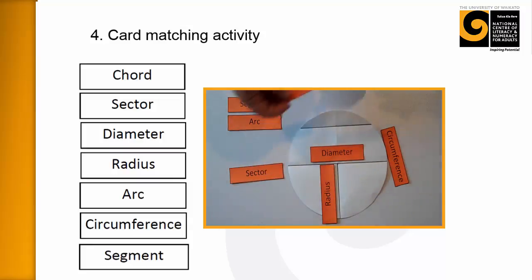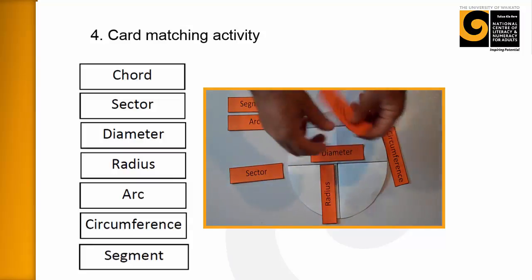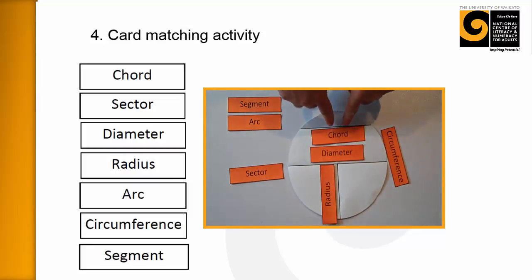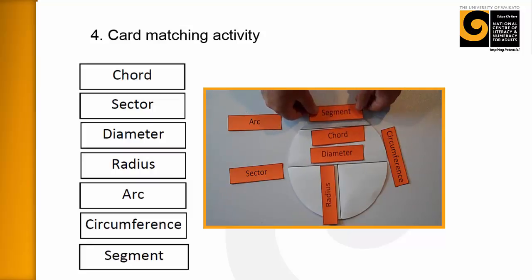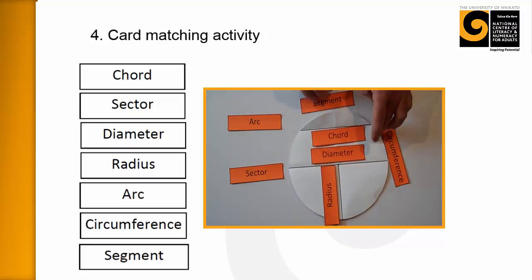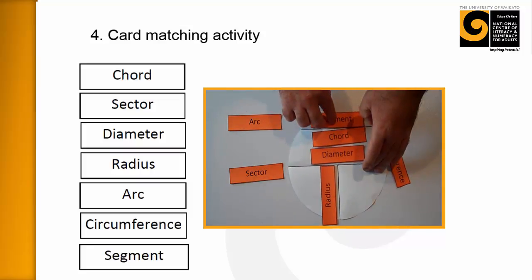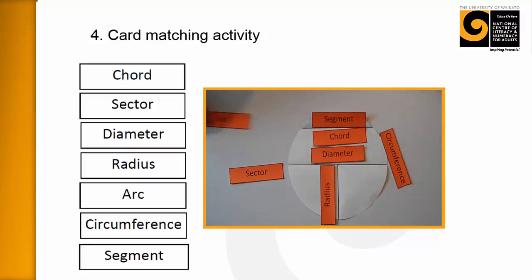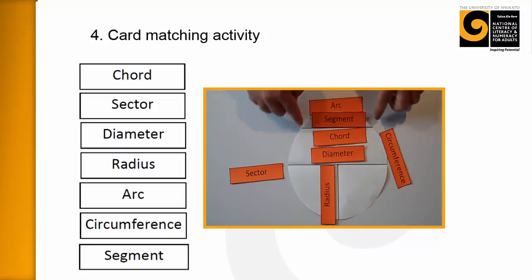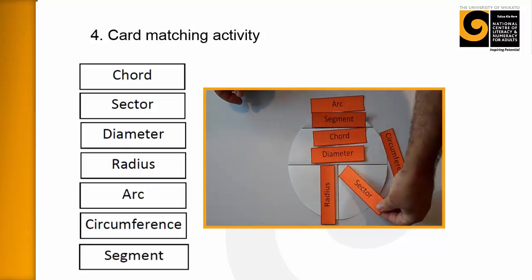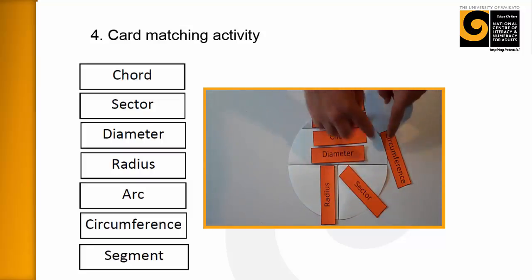Moving on to the chord. Now the chord is that line that marks off that segment. That line right there is the chord. The segment is the piece of the circle that it marks off. So we want the learners to identify what a segment is. And of course the arc is the part of the circumference that goes around the segment. And then the final part is the sector, which is like a piece of pizza. That's how I think of it.